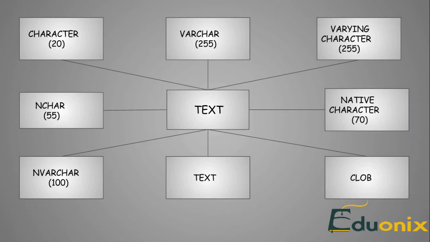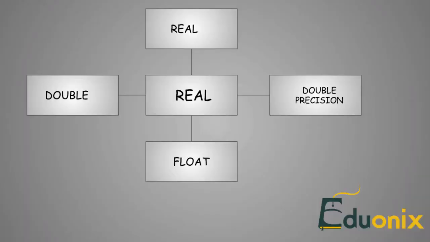If it is a text type of data, it can store character value, variable character value, variant characters, nchar, native character. It can store nvchar, text, or it can also store a blob. If you create a column with a real type of data, it can store real value, double value, as well as double precision and float.